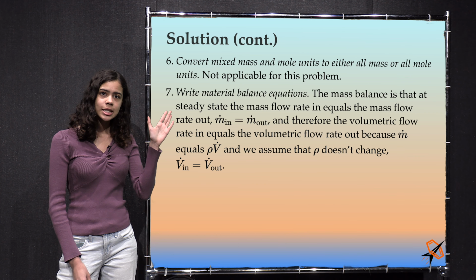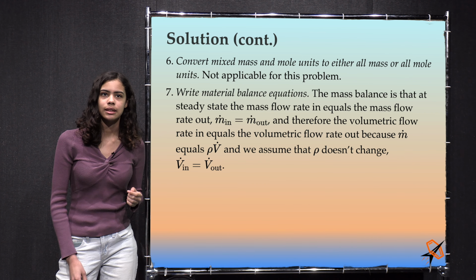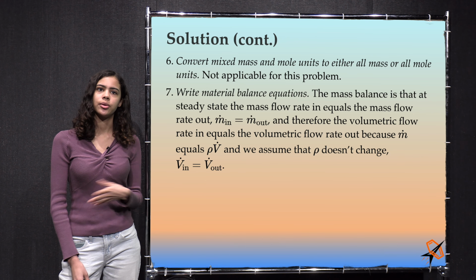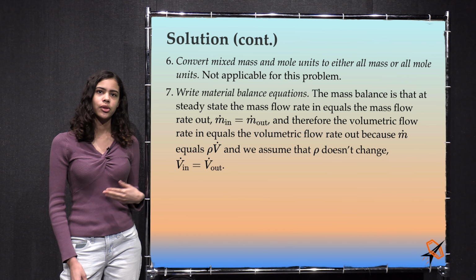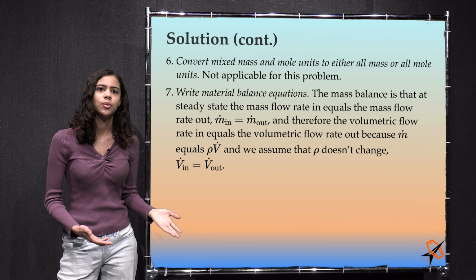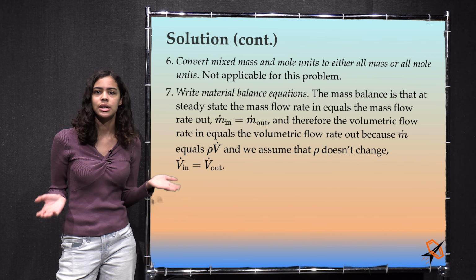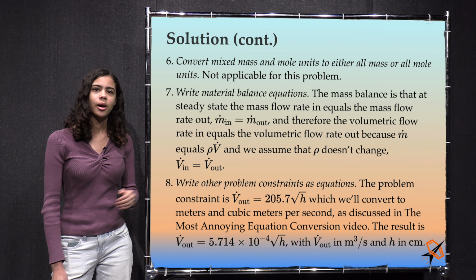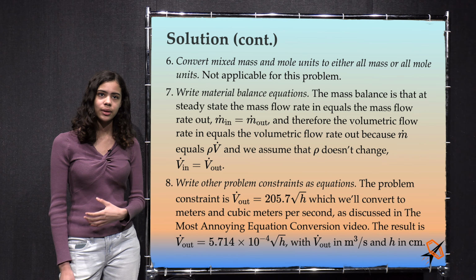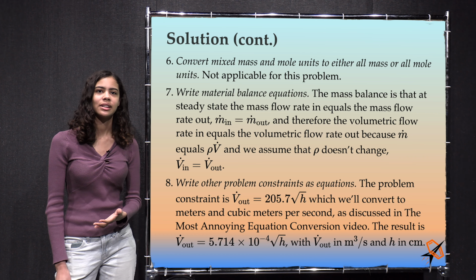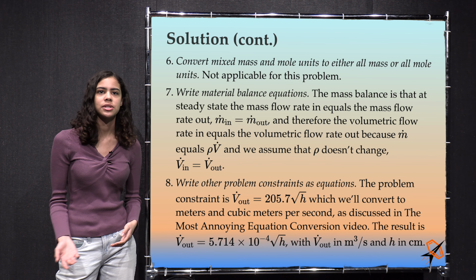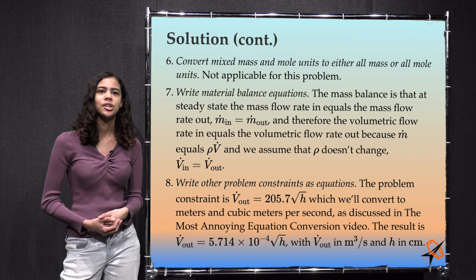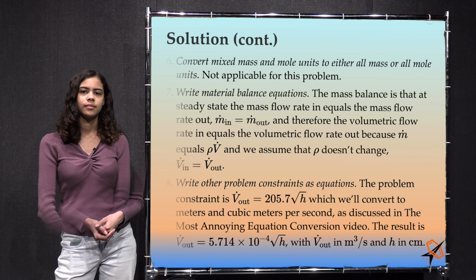7. The mass balance is that at steady state, the mass flow rate in equals the mass flow rate out, and therefore the volumetric flow rate in equals the volumetric flow rate out, because m dot equals rho v dot, and we assume rho doesn't change. 8. The problem constraint is V dot out equals 205.7 times the square root of h, which will convert to meters and cubic meters per second, as discussed in the most annoying equation conversion video.